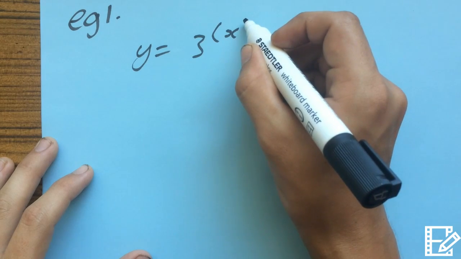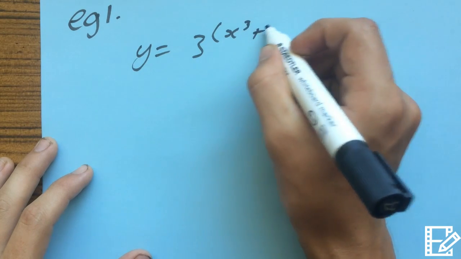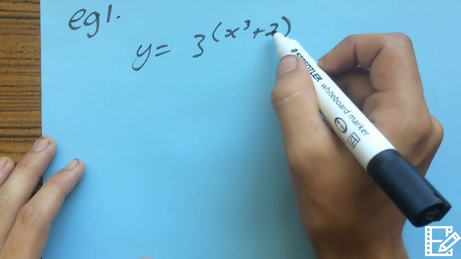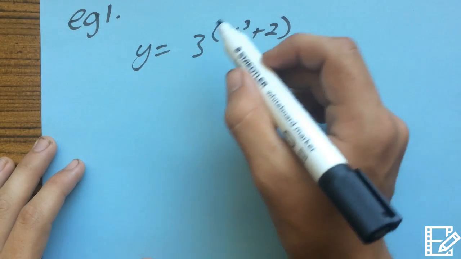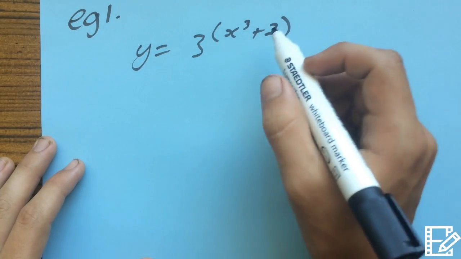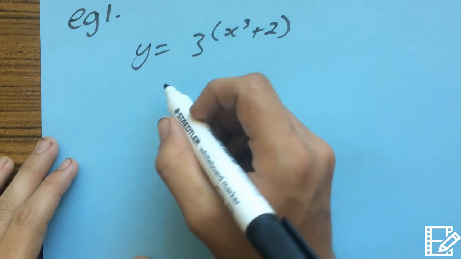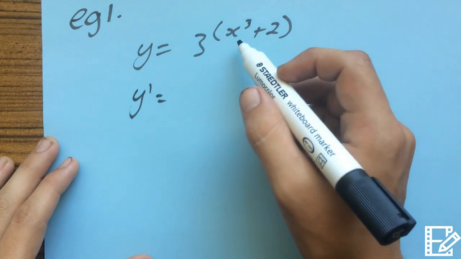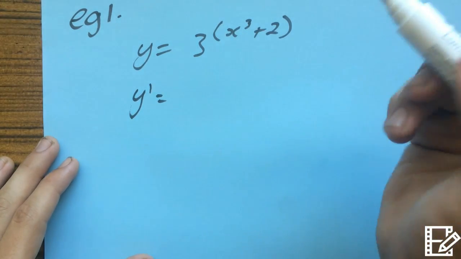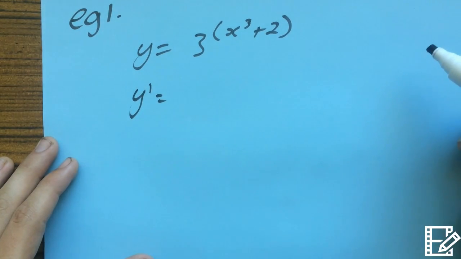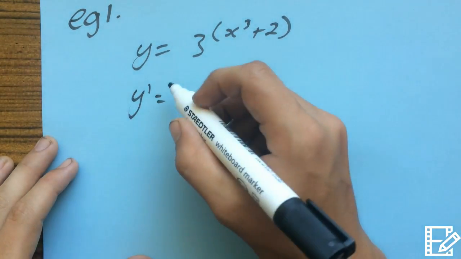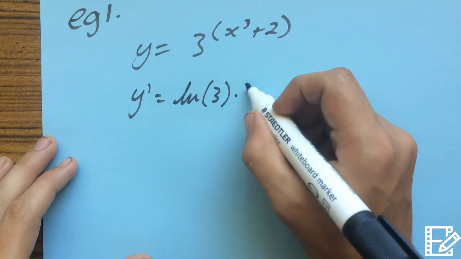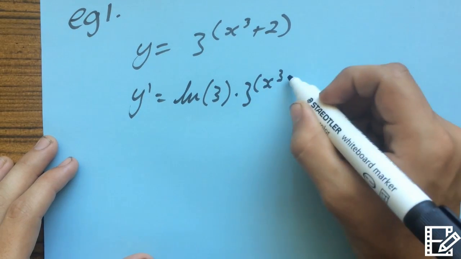3 to the power of x to the power of 3 plus 2. So here we have our function x to the power of 3 plus 2, within our function, 3 to the power of x to the power of 3 plus 2. So we do the chain rule. Chain rule states that you derive the outside and leave the inside the same, and then you multiply that by the derivative of the inside. So if we derive the outside, it'd be ln 3 multiplied by 3 to the power of x to the power of 3 plus 2.